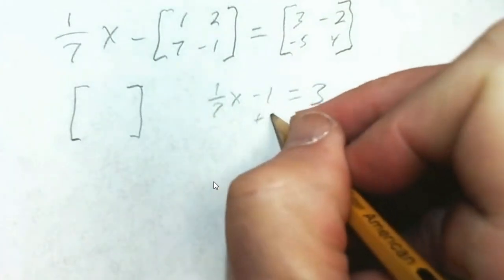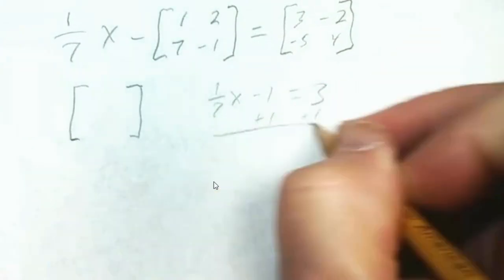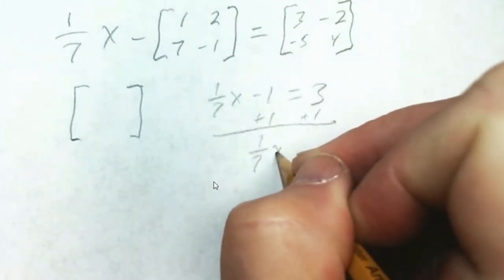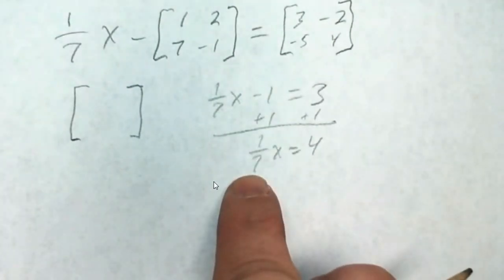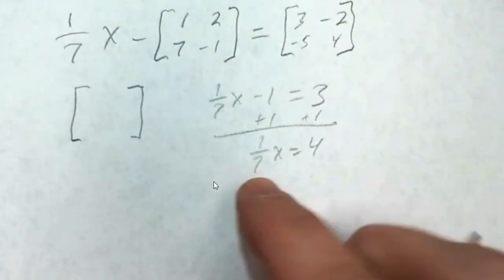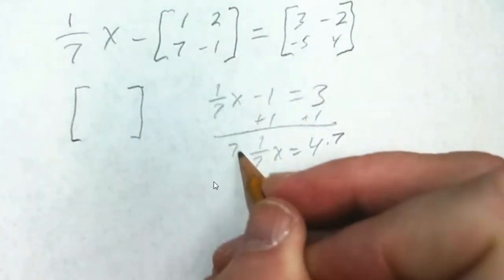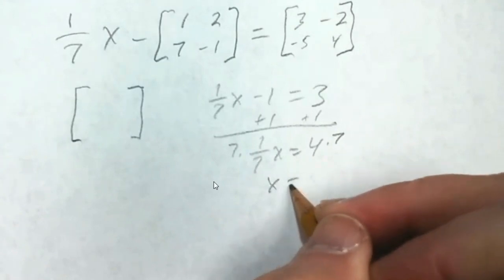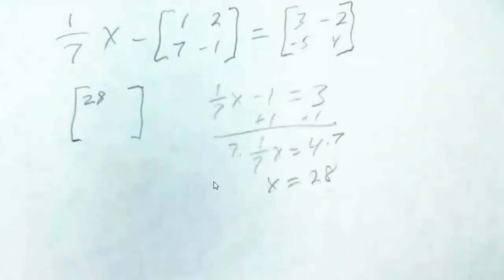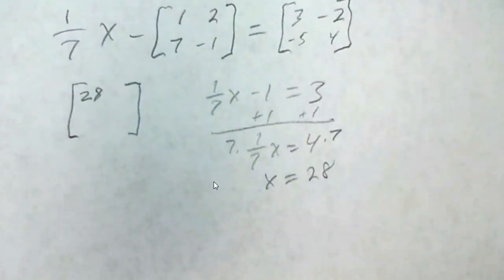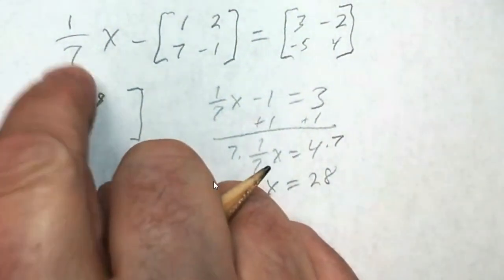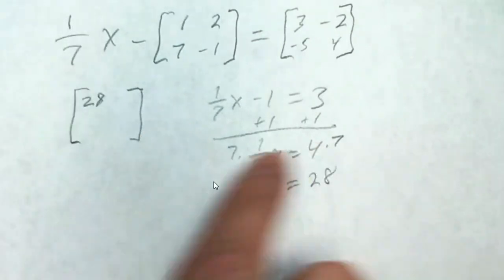Add 1. 1/7 X equals 4. How do you get rid of a fraction? You multiply by the denominator. So multiply by 7 on both sides. 1/7 times 7 is just 1. So X equals 28. 28 would be our first entry, because that's how you get rid of a fraction. You multiply by the denominator, both sides.